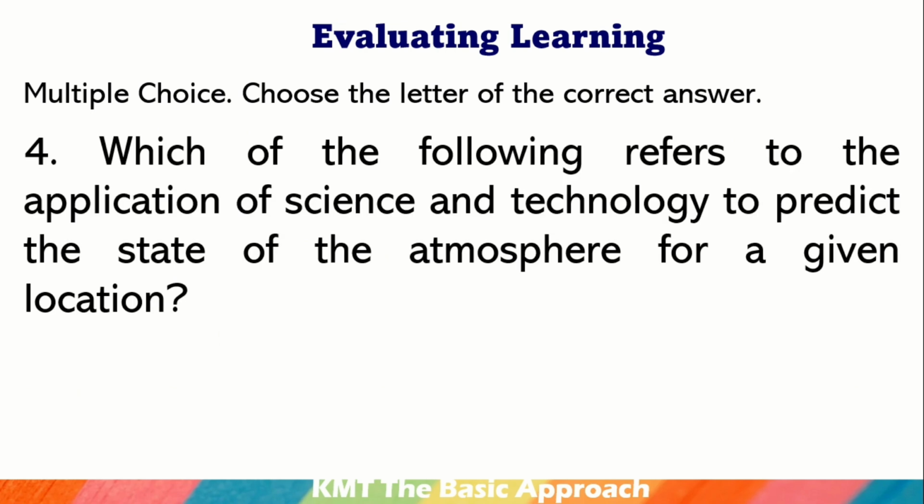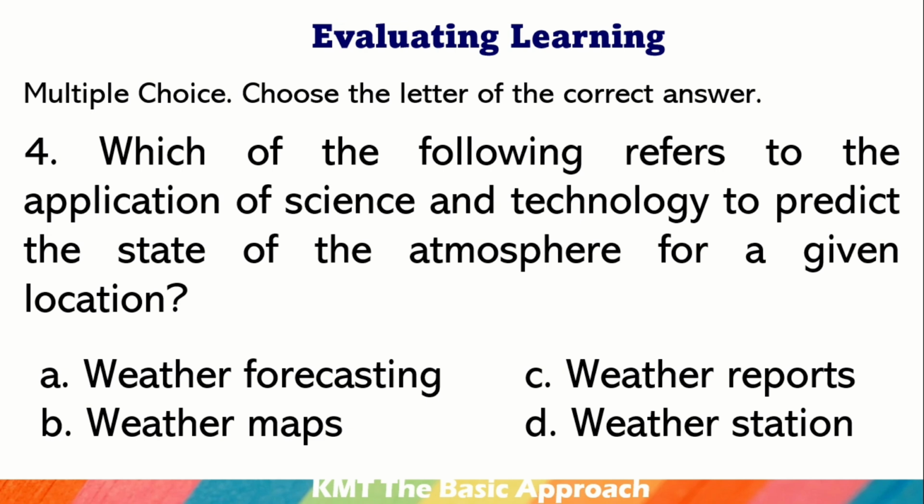Number 4. Which of the following refers to the application of science and technology to predict the state of the atmosphere for a given location? Letter A. Weather forecasting. Letter B. Weather maps. Letter C. Weather reports. Letter D. Weather station. What is the correct answer? Good job! The correct answer is letter A. Weather forecasting.